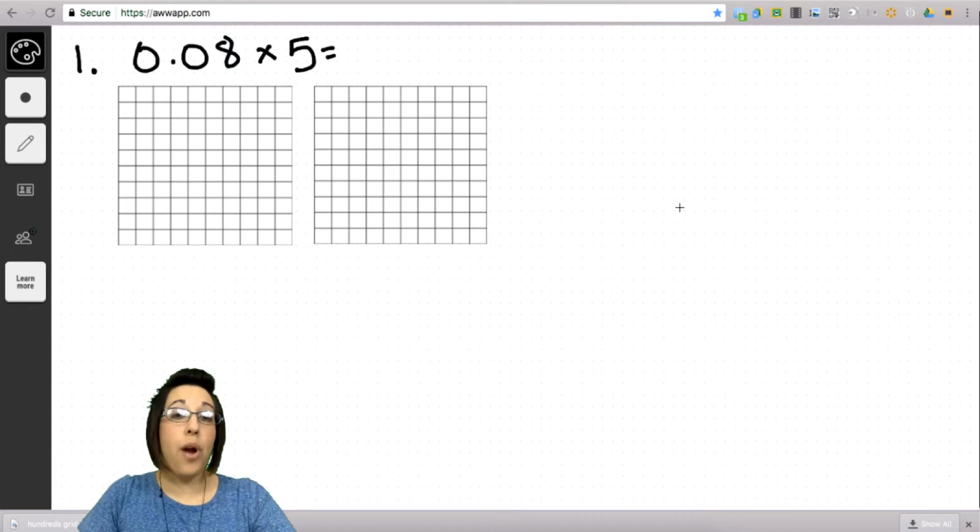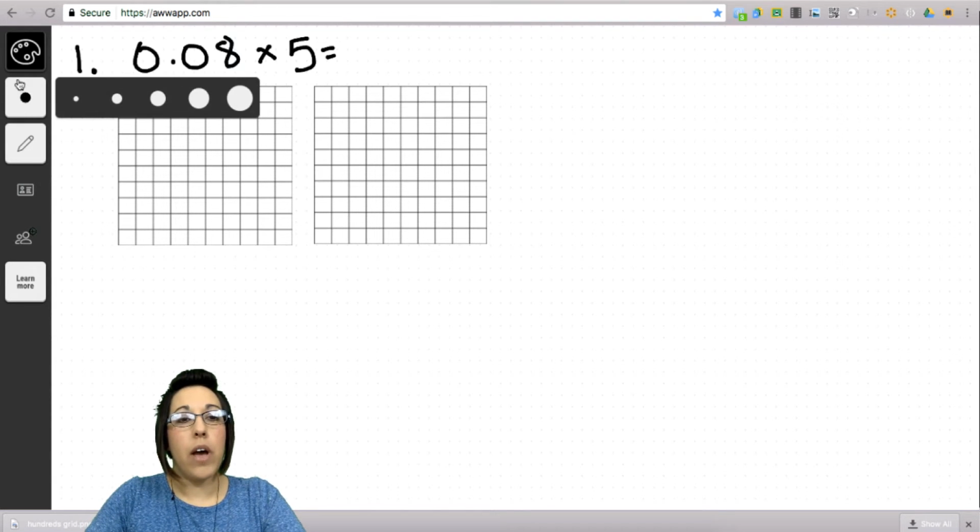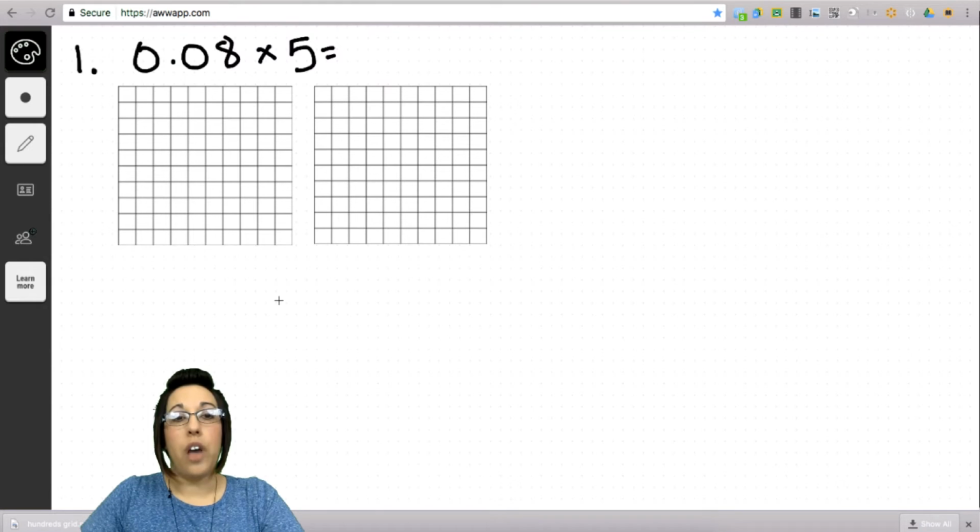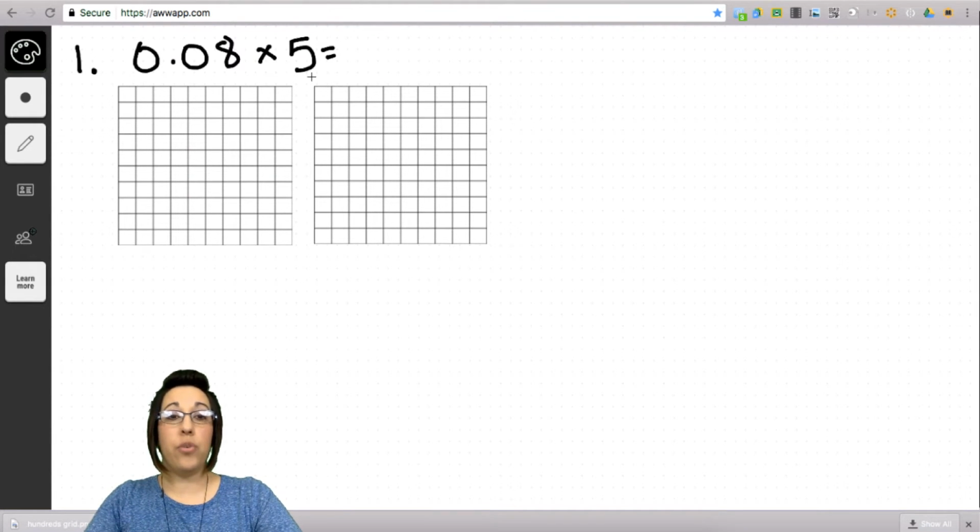Okay, so our first problem today is 8 hundredths times 5. Now we've been working on drawing this out with base 10 blocks and then switching to the hundredths chart. If you need to draw this out with base 10 blocks to help you understand, do it in the margins right beside the problem on your packet. I'm going to go ahead and start with the hundredths chart. Now we've rephrased this to 5 groups of 8 hundredths.